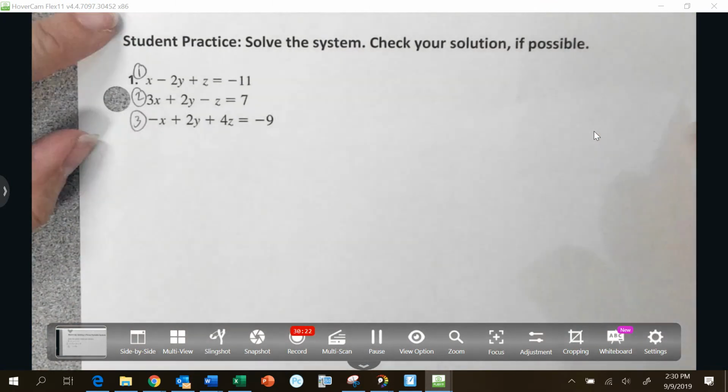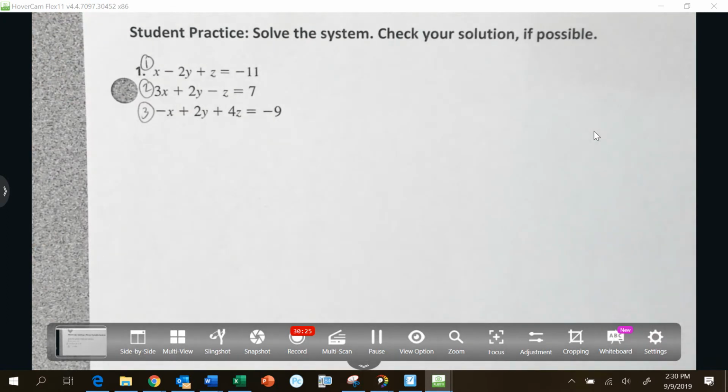Okay, so the first thing you're going to do is look at all three of these, and you're going to decide what variable to eliminate. I'm going to only do one of them. So if you want to do the same as me, just wait a moment.